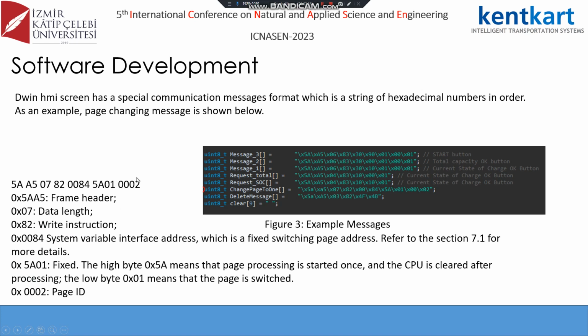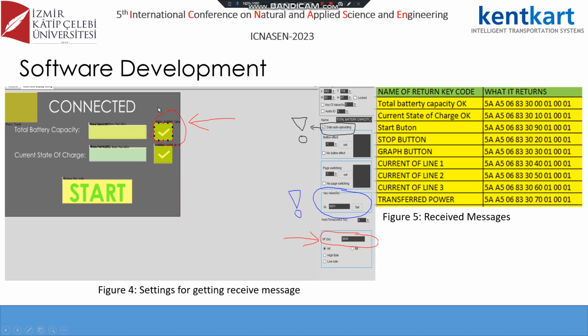And the last byte is the necessary byte which represents the page ID. I mean, if we write here as 2, then the HMI screen goes to second page. So we determine the page by using the last byte here, as you can see. And then these are all the example messages for communication library. So this was the scenario for page changing of the DGUS screen by microcontroller.